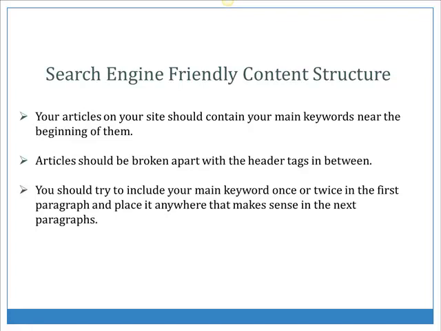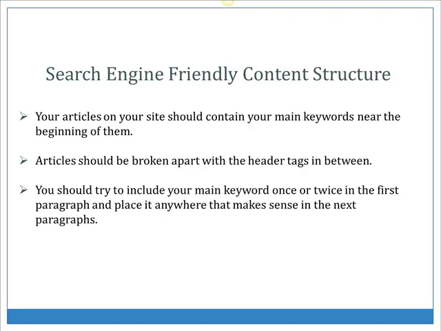Your articles on your site should contain your main keywords near the beginning of them. Articles should be broken apart with header tags in between. Especially if you're changing direction a little bit, you might want to have a different tag. What this does is, when you're reading through a sales page or article and you see those subheaders, they draw your attention and make you want to continue to read.